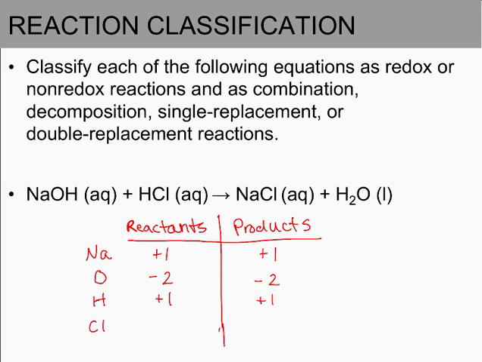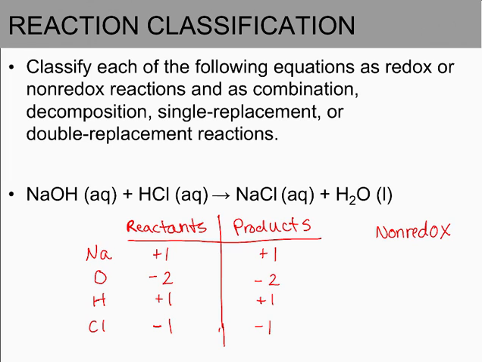And then chlorine is present in a molecule in the reactants, and it's in group 7A, so it will have a -1 oxidation number. And then in the products, it's in an ionic compound, and its charge is -1, so its oxidation number will be -1. So none of the elements exchanged electrons. All of their oxidation numbers stayed the same. So this means that we have a non-redox reaction.